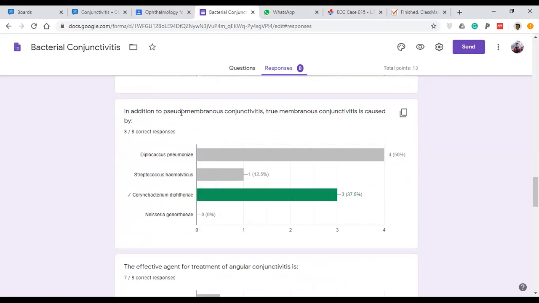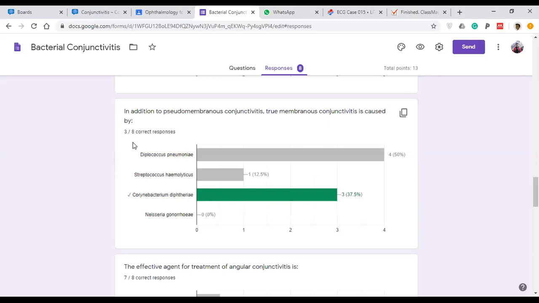In addition to pseudomembranous conjunctivitis, true membranous conjunctivitis is caused by. थोड़ा सा tricky है ये भी. Pseudomembranous conjunctivitis, we know that a pseudomembrane is a membrane which can be easily peeled off, and upon peeling off, there is no bleeding on the surface. True membranous conjunctivitis is the opposite. It cannot be easily peeled off, and when we peel off a true membrane, there is residual bleeding.